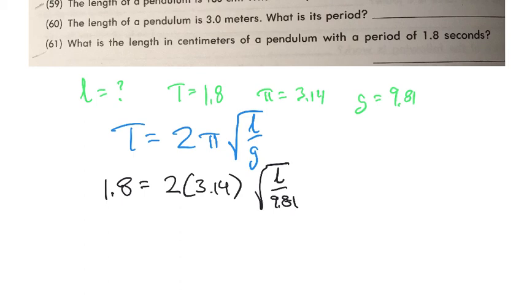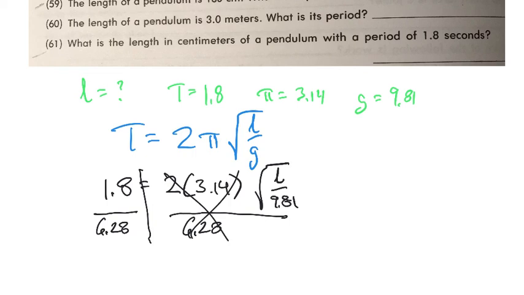All right, on your calculator, here's what I find students think is a little bit easier than the method they use in the PACE. I'm going to divide both sides of the equation by the same thing, which is 6.28. And that's what 2 times 3.14 is. And that way that cancels out. So you're going to get 1.8 divided by 6.28.